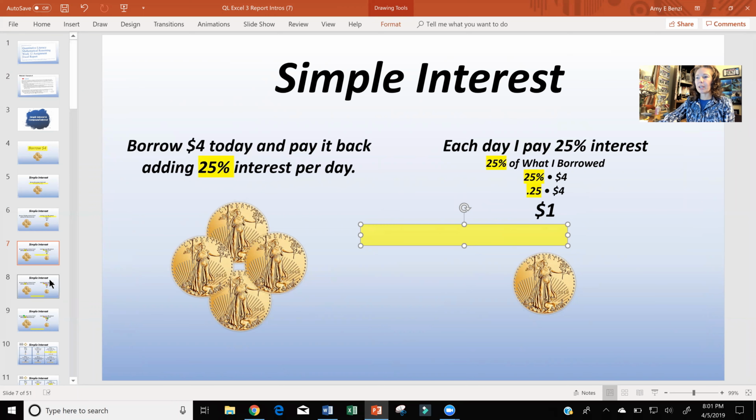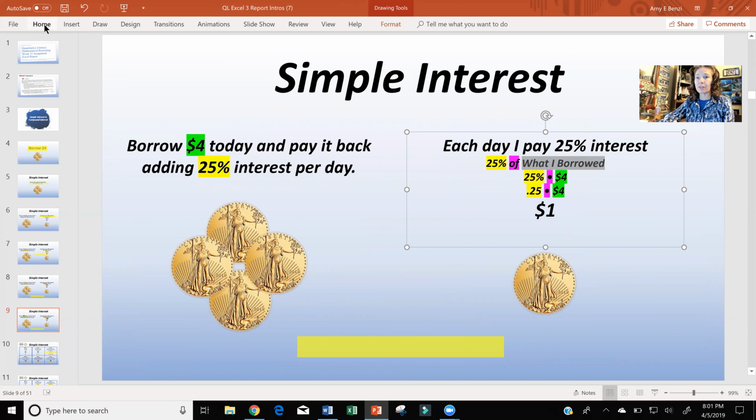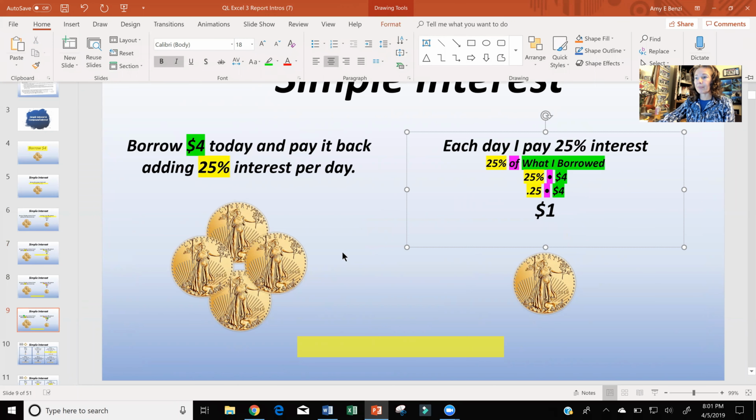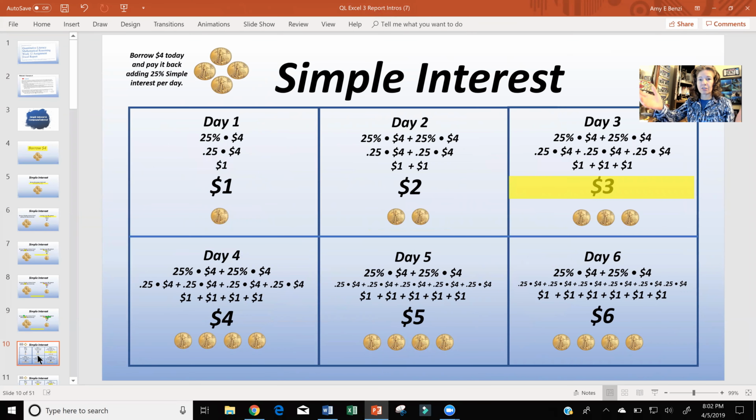All right, and then we have of. The word of in mathematics means to multiply, 25% of whatever I borrowed. And what we borrowed here was our $4. So what I borrowed, and then we're going to put that into this chart. I know this chart has too many numbers and it's going to make you dizzy, but let's see if we could break it down a little bit.